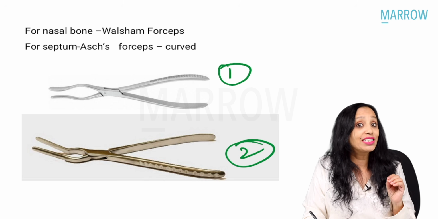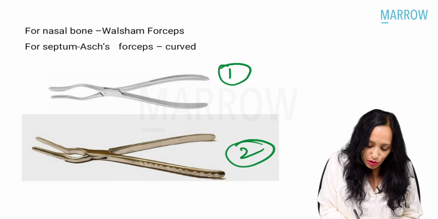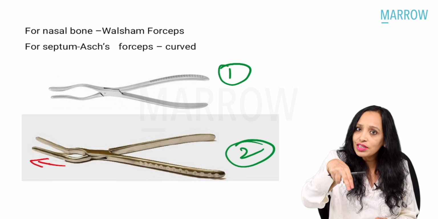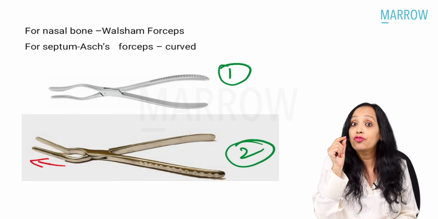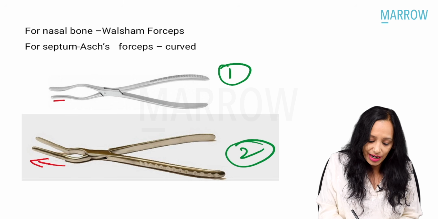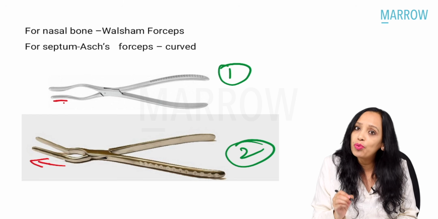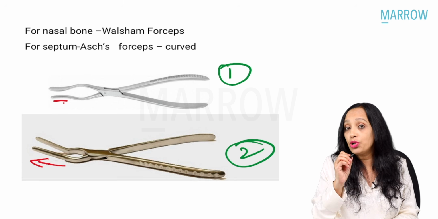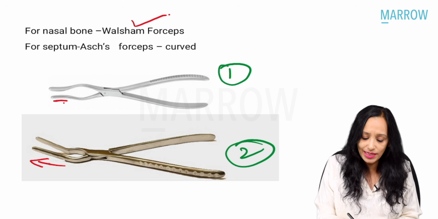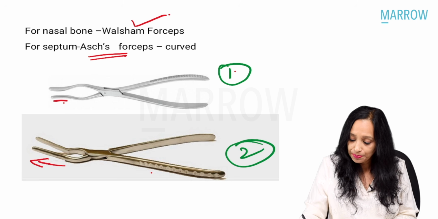Yes, so remember, for septum, the blades of the forceps are longer and curved, because we have to go down, hold the septum and reduce it. Whereas for bone, the bone is only the upper 1/3, so the blades will be shorter and flatter. The one for bone is named Walsham, and for septum is known as Asch's. So this is Asch's, and this one is Walsham.